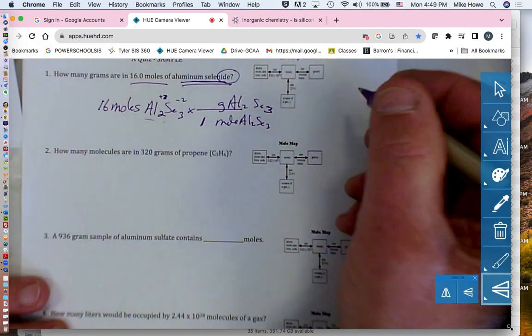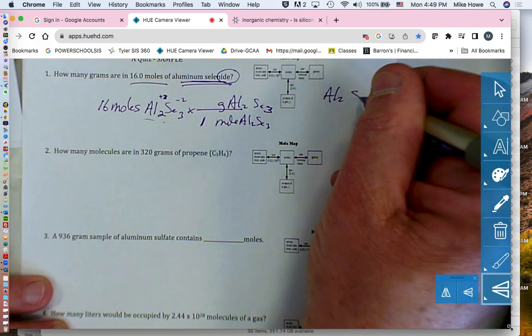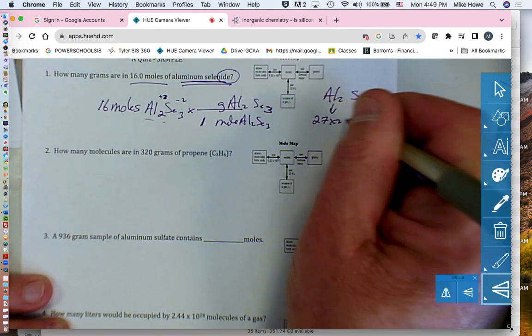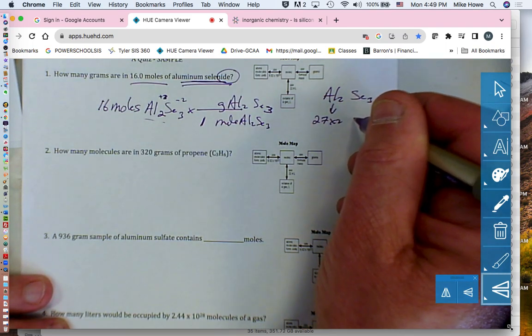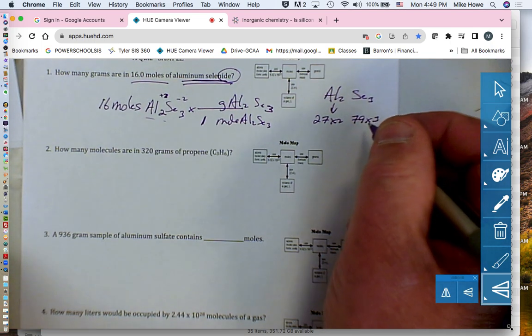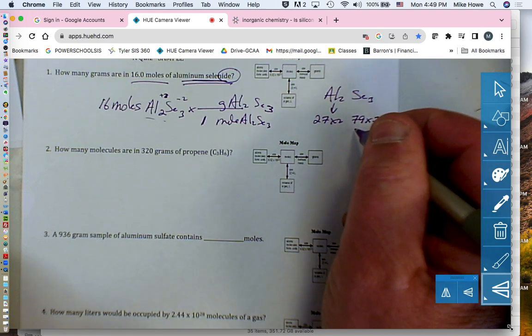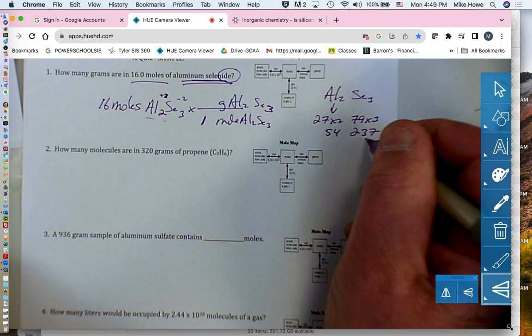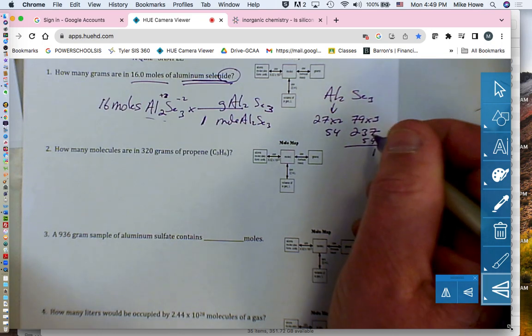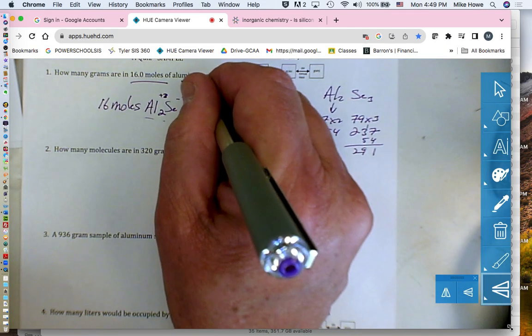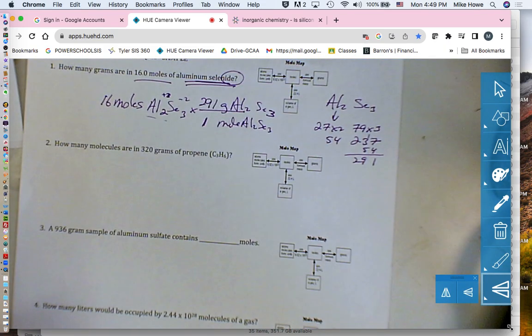So if I'm going to write the formula mass of aluminum selenide, I have 2 aluminums, which would be 27 times 2. I have 3 seleniums, which is 79 times 3. Well, 80 times 3 would be 240, so it would be 237. 27 times 2 is 54. So if you add 54 and 237, you get 291. So that would be 291 grams is 1 mole. So then you would do 16 times 291.